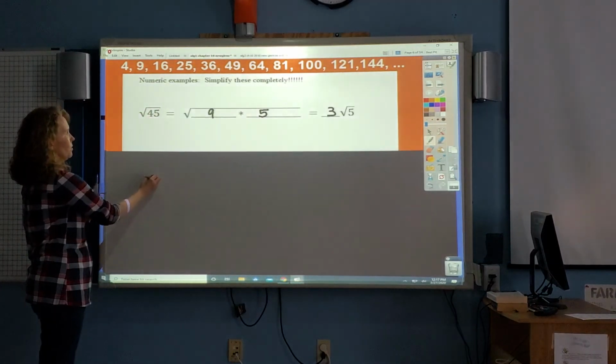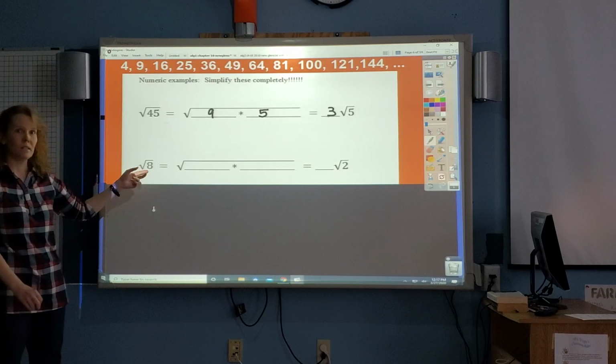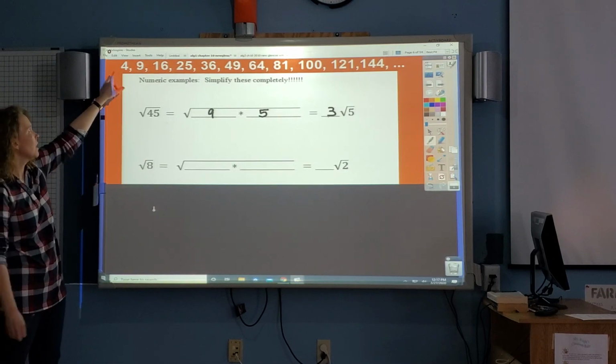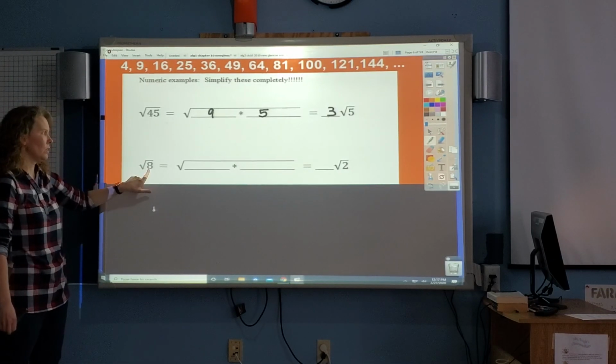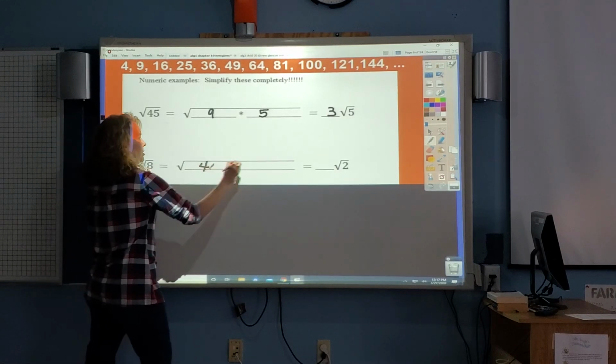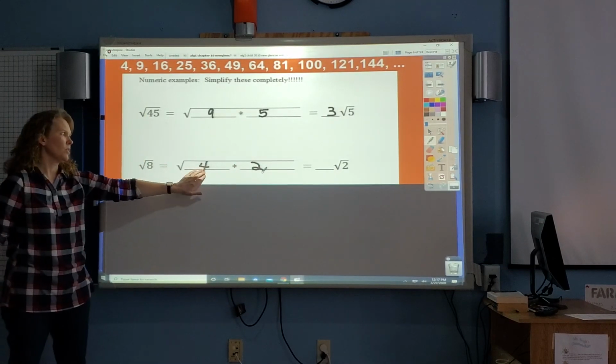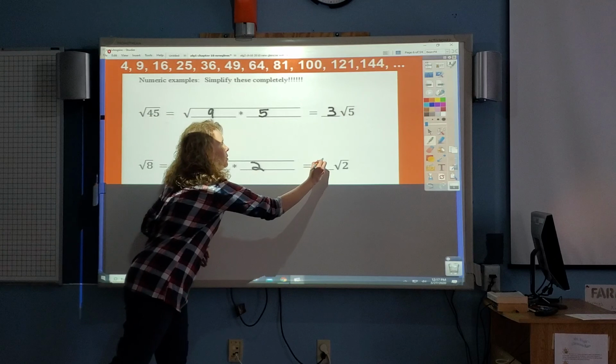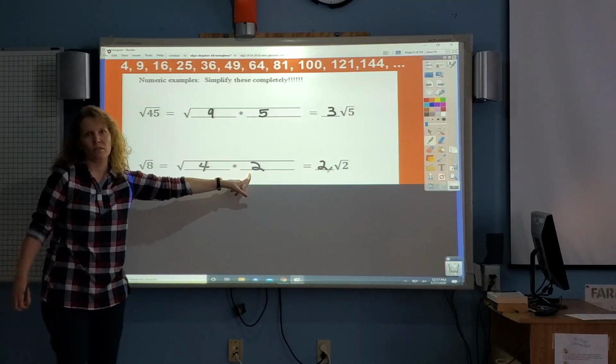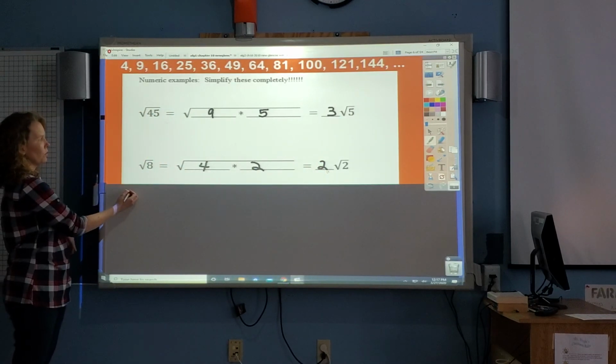Let me show you some others. 8. 8 is not a perfect square, so we look at our list. We'll quickly see that 4 goes into 8 2 times. And then I'm going to take the square root of 4 and get 2. But this 2 is stuck under the radical. So it's 2 on the square root of 2.